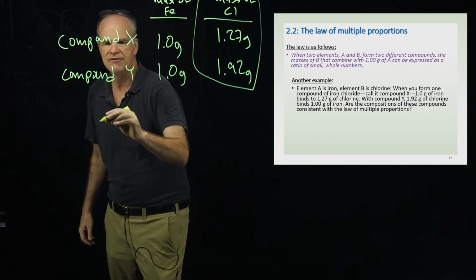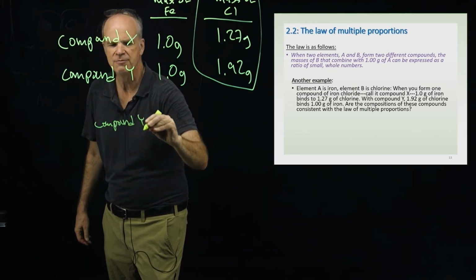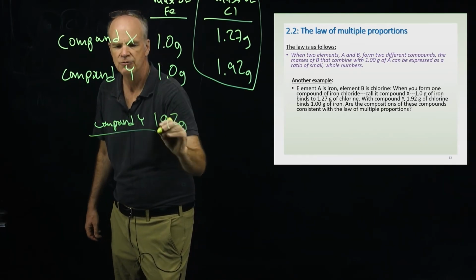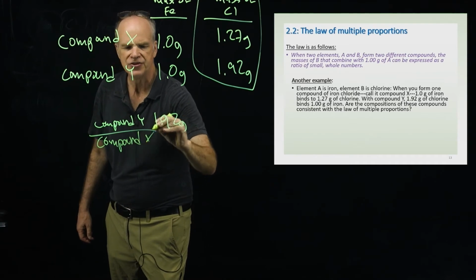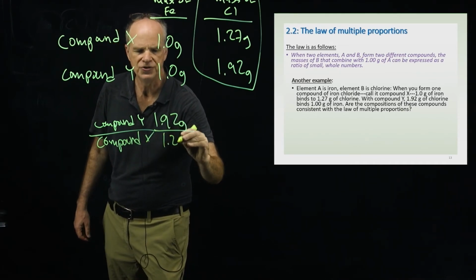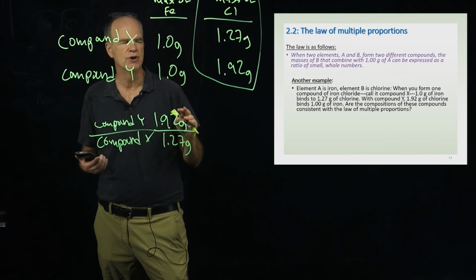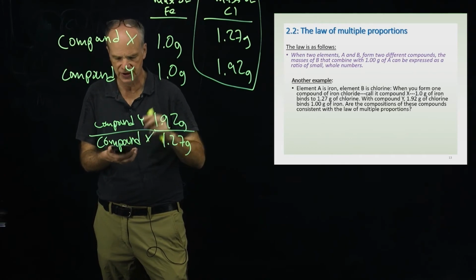And so if we have compound Y, which has the bigger mass of chlorine, we have 1.92 grams. We're going to compare it to compound X, which has 1.27 grams of chlorine. And so let's just see if these are integral values of one another. One of the first things you might do is just divide the two numbers and see what you get. So let's go ahead and do that.